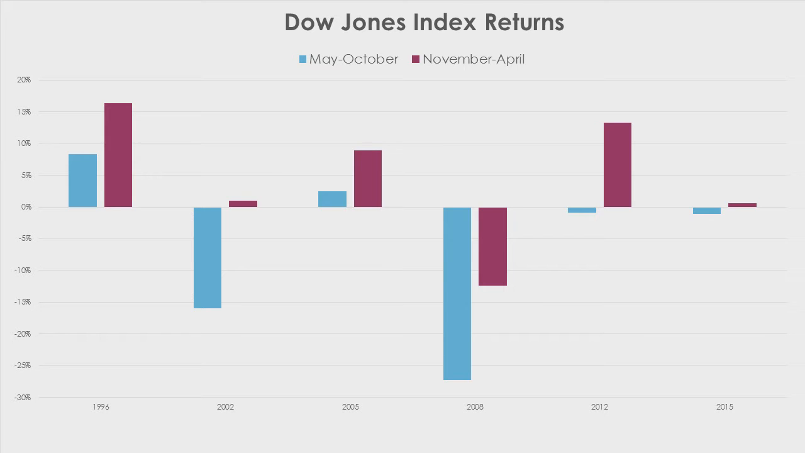So here we have the Dow Jones Index. In each year, returns in November through April were either higher or less negative than those in May through October, as you can see from the graph. And the blue is depicted by May through October, and November through April is shown by the purplish red color.